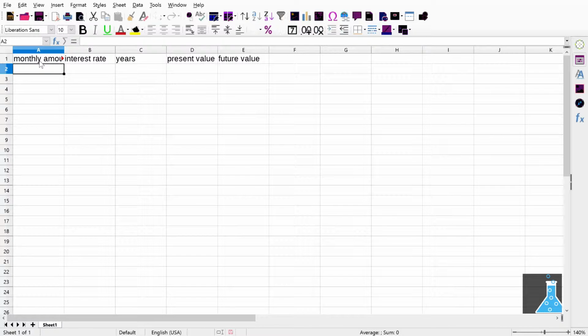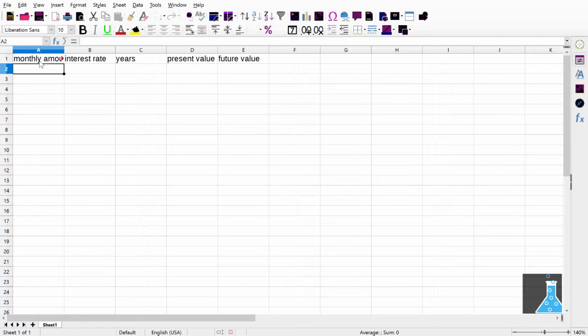Okay, so in this case, the monthly amount has to be entered as a negative number. These spreadsheet programs all seem to have the same functions, and they all need this to be a negative number. So we'll enter the monthly amount as a negative number.